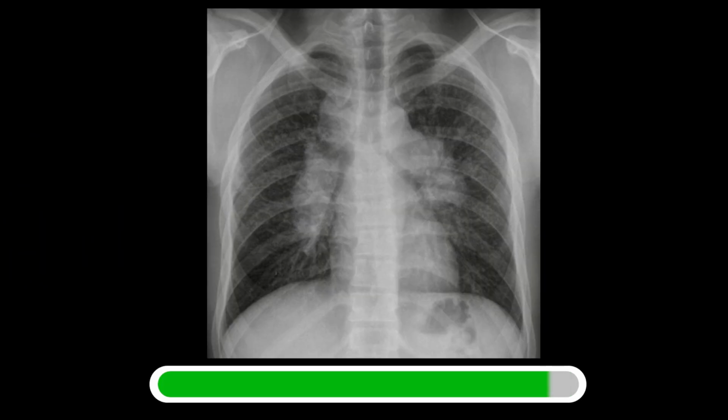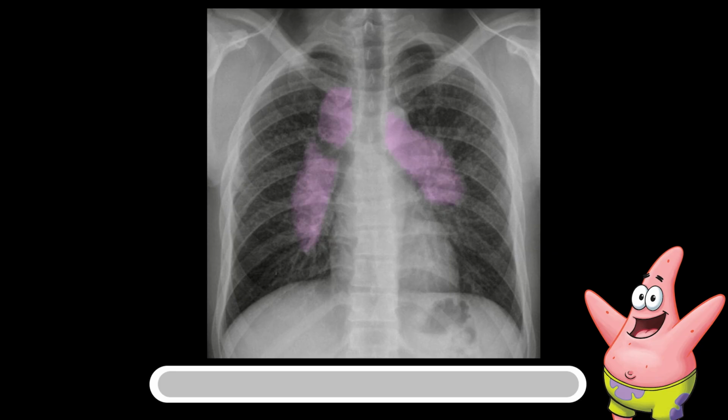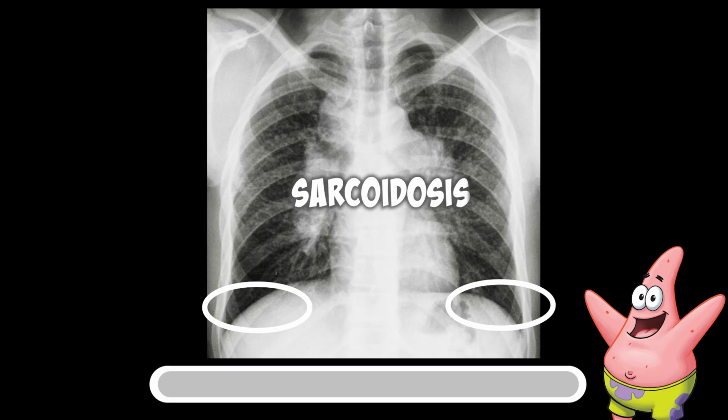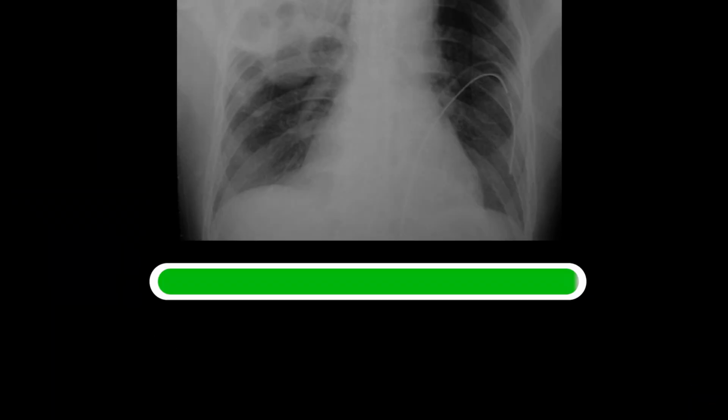Question 9. I bet you can't guess this one. There is bilateral hilar adenopathy, and there is nodular infiltrates throughout both lung fields with sparing of the bases. The features are consistent with sarcoidosis. Question 10. What is this?